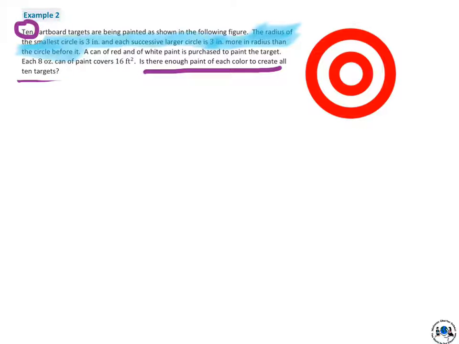A small circle has a radius of 3 inches. Okay, so 3 inches there, all right? And then each successive circle, so that's a small circle, and here's another circle, the red. This one here is another circle. And then you have another one out there, and then another one out there. So it looks like 1, 2, 3, 4 different circles painted. This is pretty confusing, huh? But anyway, see what you can do with that. Play with it, have fun with it, come back, and we'll do it together.